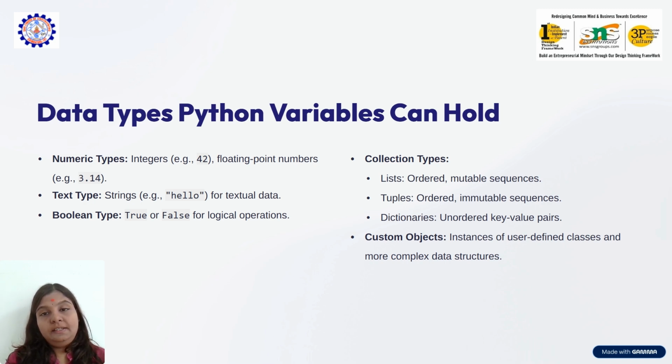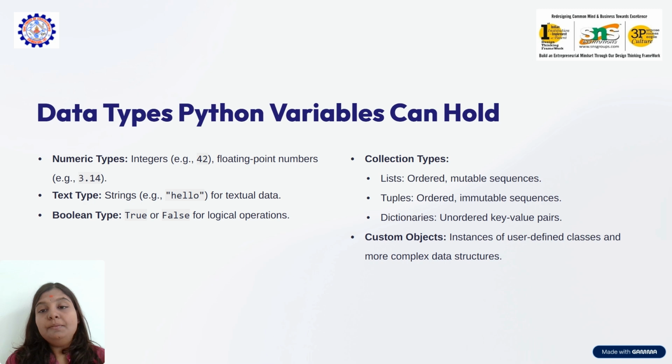Data types Python variables can hold are numeric types, text type, and boolean type. In collection types, we have lists, tuples, dictionaries, and custom objects. Numeric types include integers, example 42, and floating point numbers, example 3.14. Text type includes strings, example "hello", for textual data. Boolean types are True and False for logical operations. It may be either True or False. And collection types include lists, tuples, dictionaries.